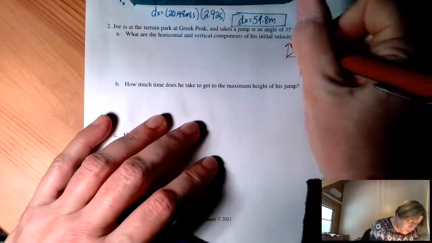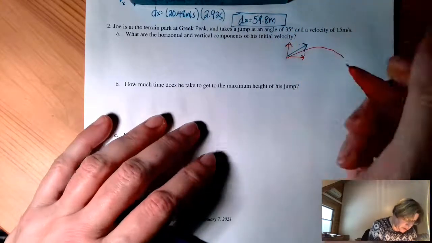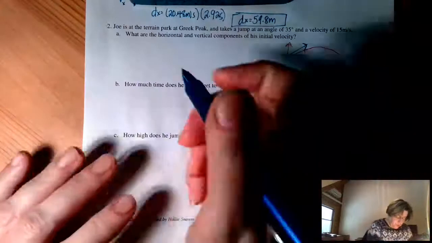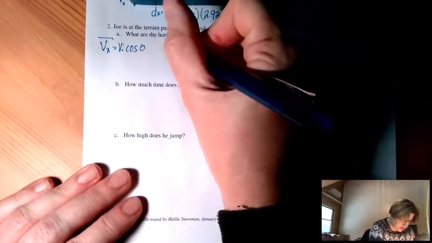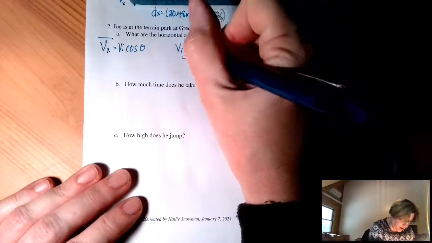And then it follows a parabolic trajectory. All right, so once again, I need to find the horizontal and vertical components. So Vx equals Vi cosine theta. And again, that's the one that never changes because horizontal motion doesn't change in free fall. And Viy is Vi sine theta.